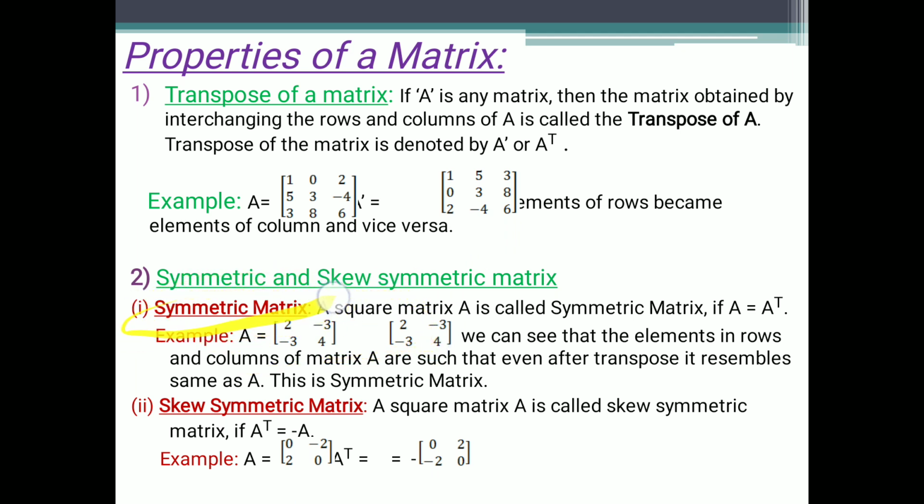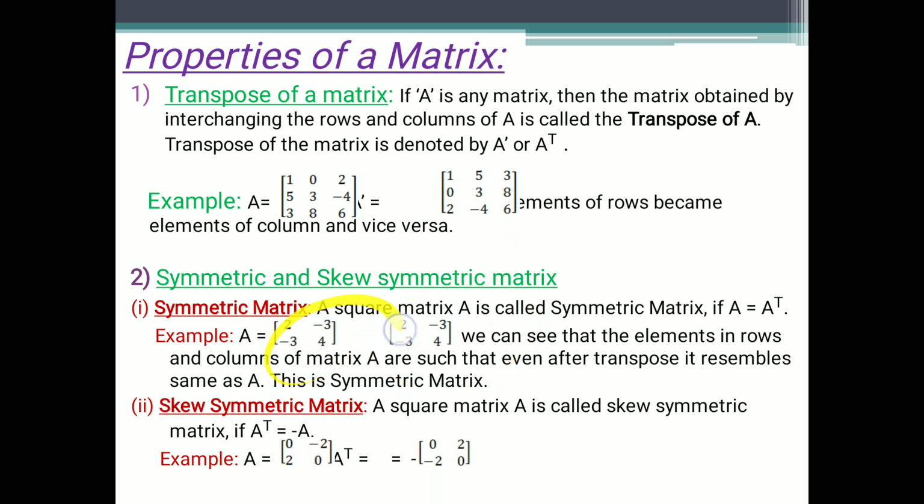There is no change. No change in the sense, even though my first row has become a column over here and the second row has become the second column over here, still it is identical. Even after transposing, both the matrices are similar or identical to each other. That is why it is called a symmetric matrix.